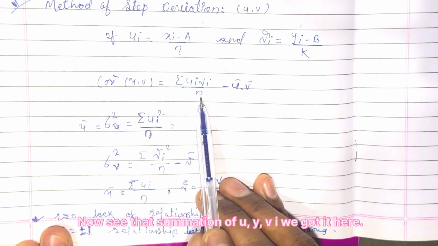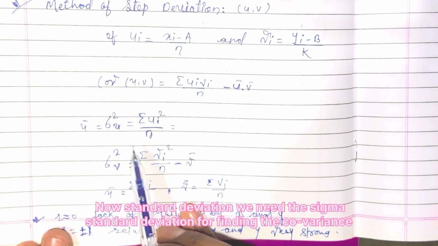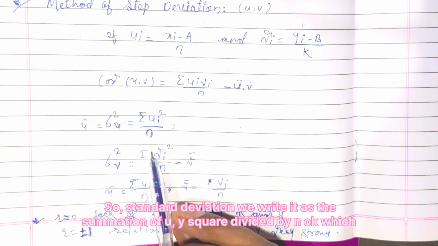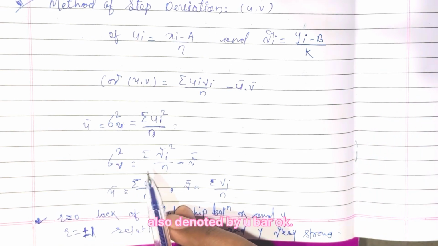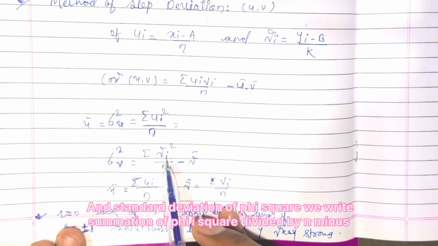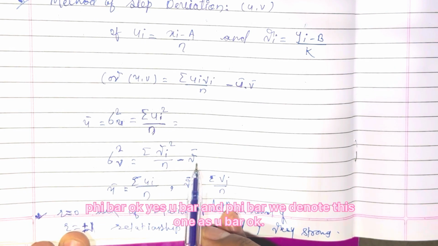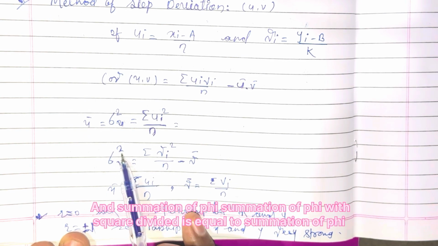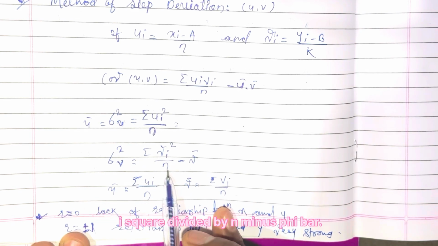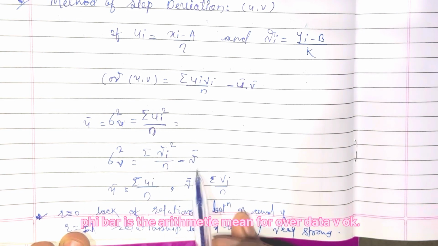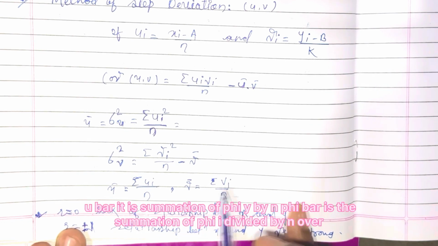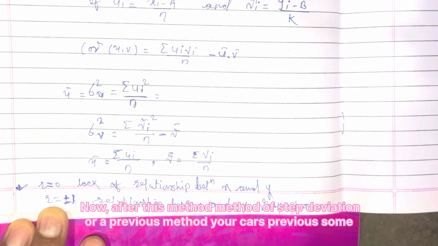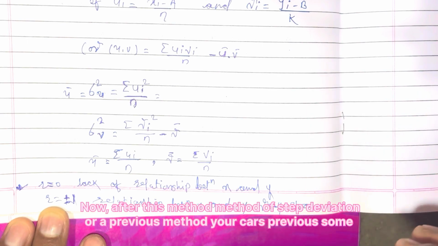Now we have the summation of ui vi here. Next, we need the standard deviation sigma for finding the correlation. The standard deviation of u we write as the square root of summation of ui square divided by n minus u bar square. And the standard deviation of v we write as summation of vi square divided by n minus v bar square. Here u bar is the arithmetic mean for our data u and v bar is the arithmetic mean for data v: u bar is the summation of ui by n, and v bar is the summation of vi divided by n.